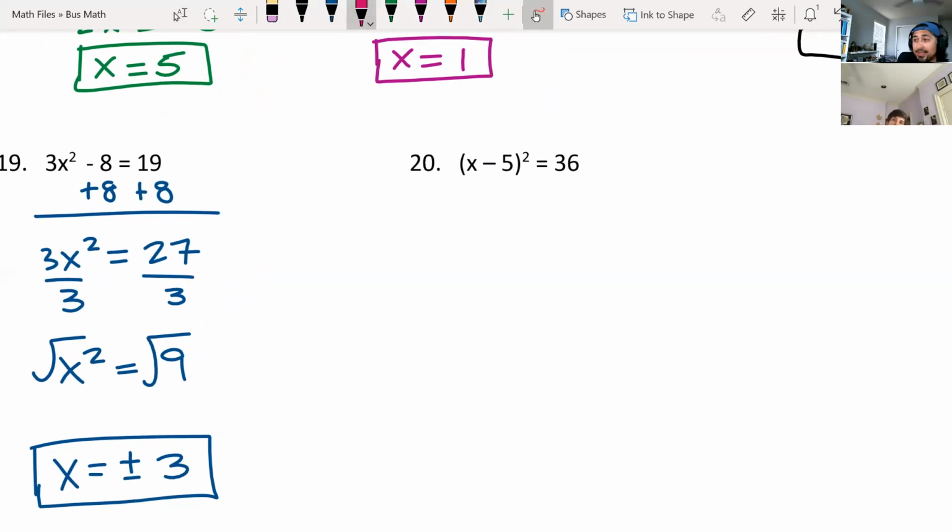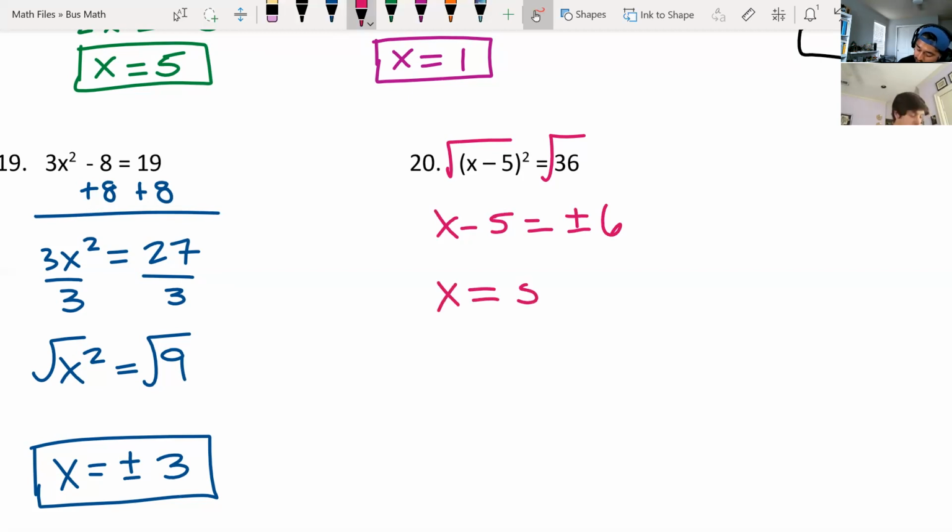x minus 5 squared is equal to 36. So we need to get x out of those parentheses. So we're going to square root both sides. Here you'll get x minus 5 equal to plus or minus the square root of 36. What is the square root of 36? 6. Okay. And then we'll add that 5 over, and I'll get x equals 5 plus or minus 6.